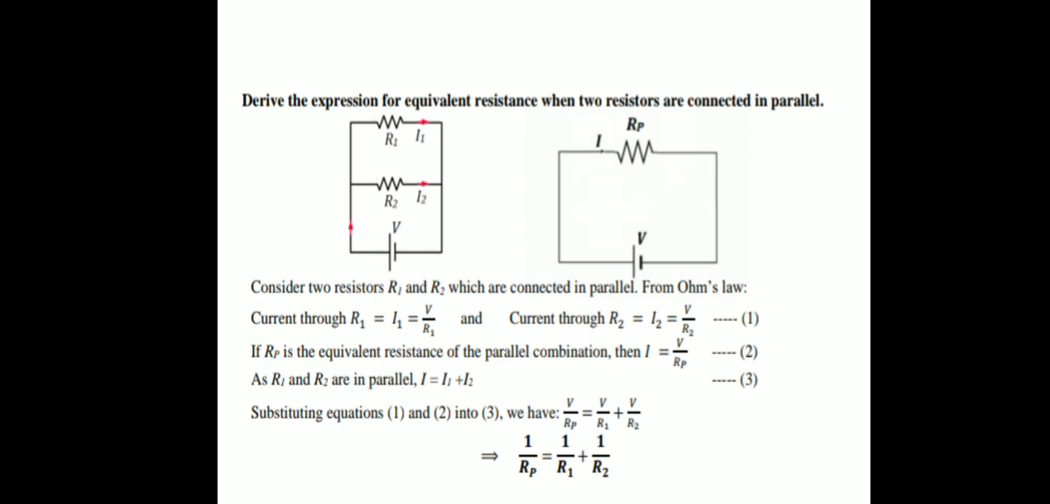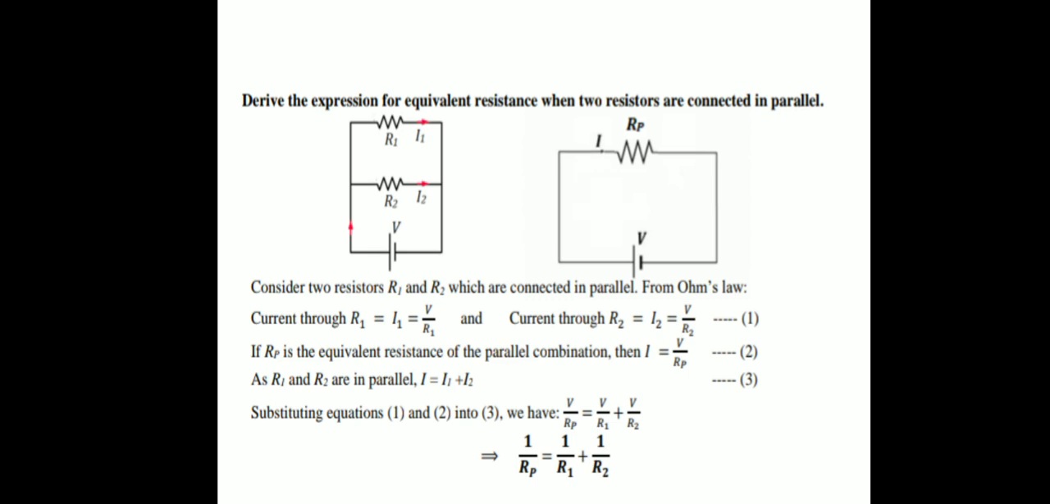Okay, now let us derive the expression for the equivalent resistance of two resistors when they are connected in parallel. Let us consider the two resistors R1 and R2 which are connected in parallel. That means they are connected between the two common terminals, and from Ohm's law, the current through the resistor R1 is I1 is equal to V divided by R1, where V is the applied potential difference, and the current through R2 is I2 is equal to V divided by R2. Call this equation 1.